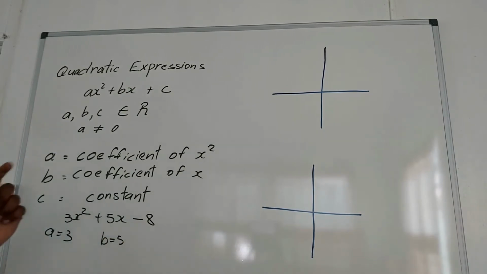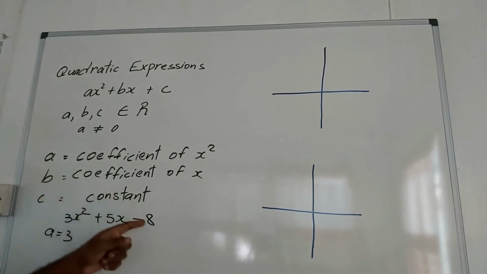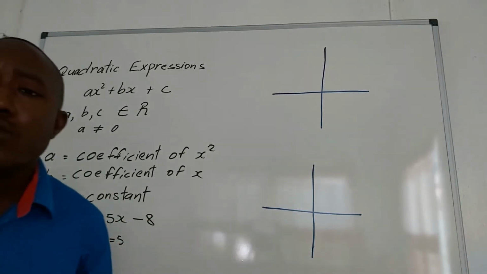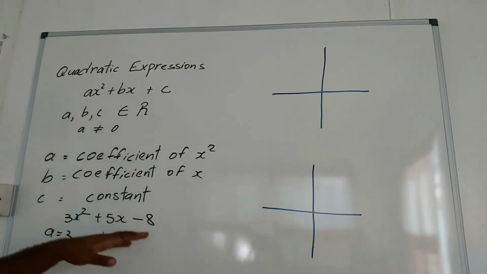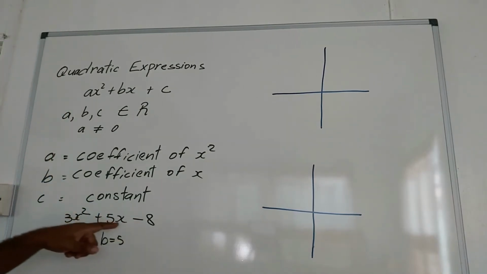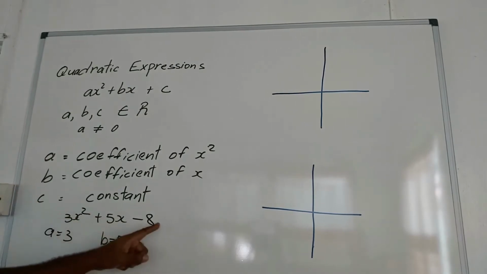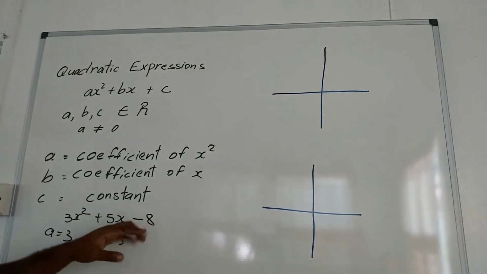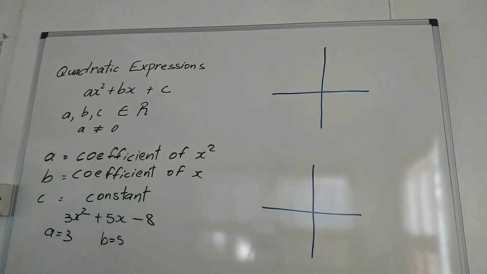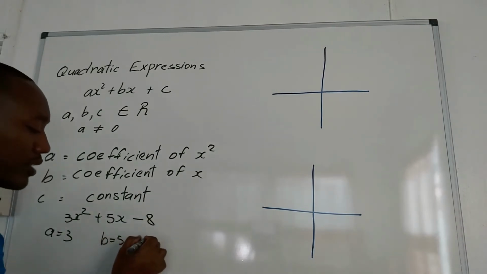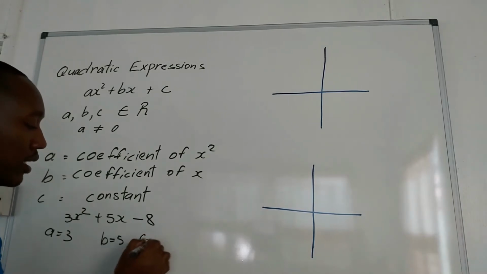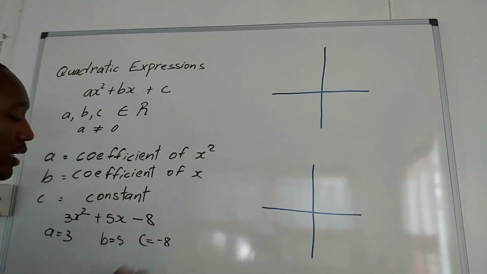Now, c is our constant. There is no variable with it. x is the variable, but here there is no variable, so this is known as a constant. And in this case, the constant c is equal to negative 8.